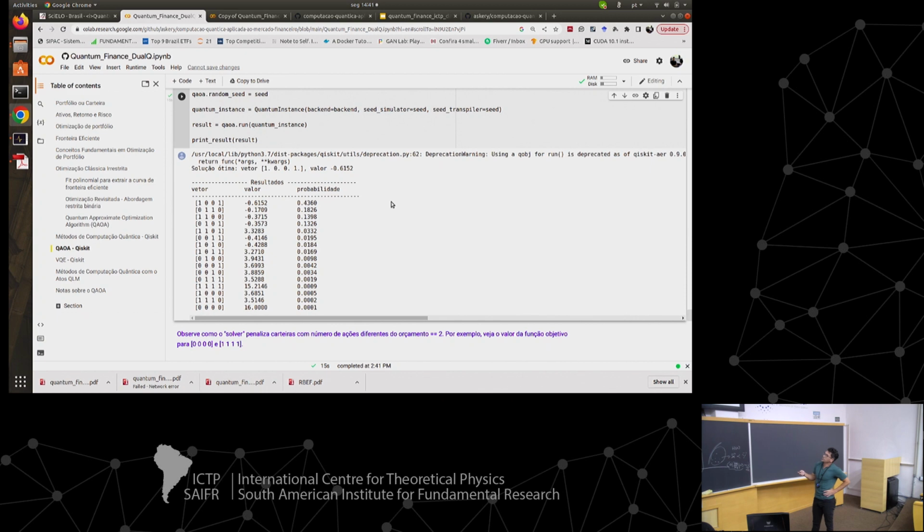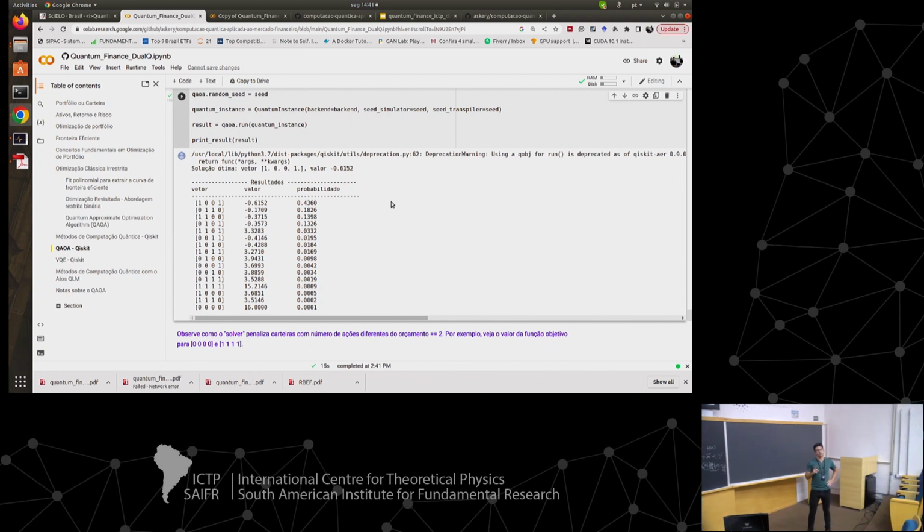So the output is this. The minimum energy is for this state. So we are good so far. And then the associated probability is this one. In this case, I think we can say we have a solution because the probability of the most likely state is more than double the second one. Sometimes you find three best ones with close energy and close probability. So here I would say we kind of solved the problem.